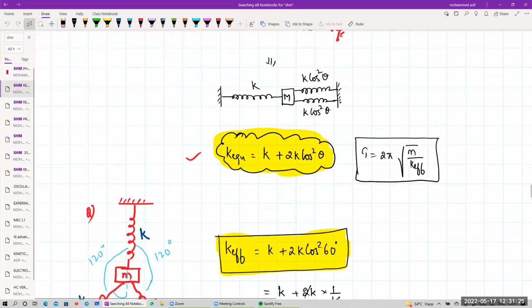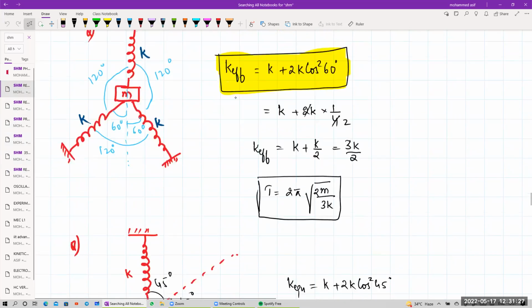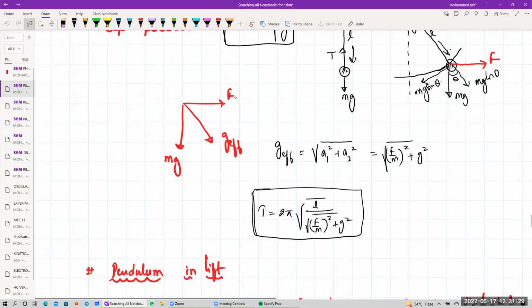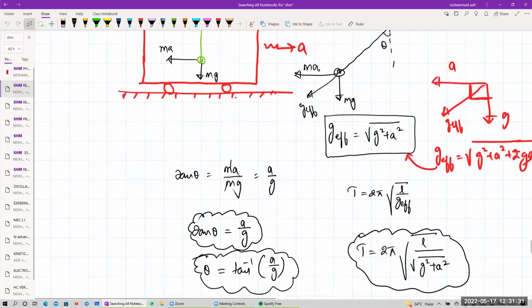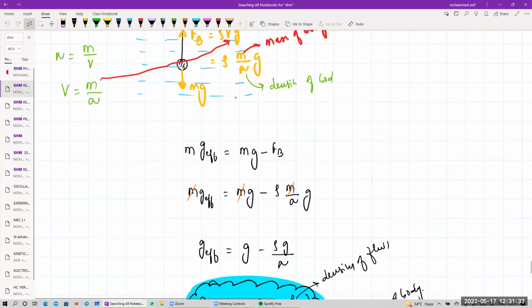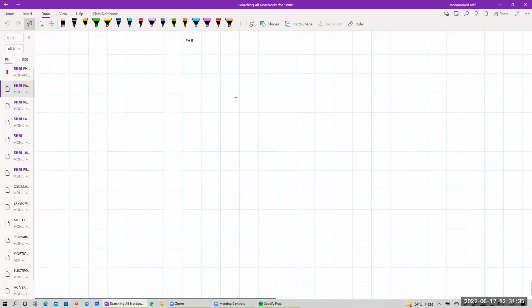I told you about cutting of strings, right? Sorry sir. Cutting of strings, I told you. Yes sir. Acceleration in the lifts, all those. Yes sir, I told you. Everything is finished, right? Yes sir.